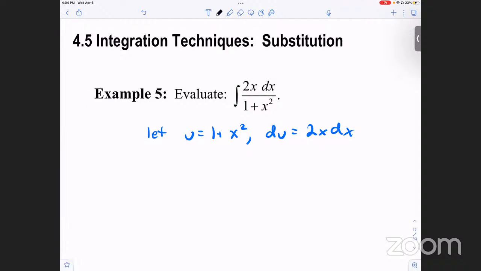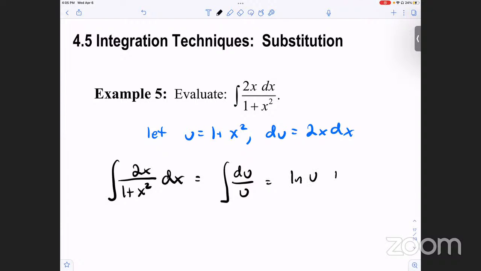Let's start with a copy of the original. On bottom, we have this 1 plus x squared. On top, we have 2x. We have the dx over here, and we're taking the integral. If we do our substitution, we have du over u. The integral is going to be what? The natural log of u plus some constant.